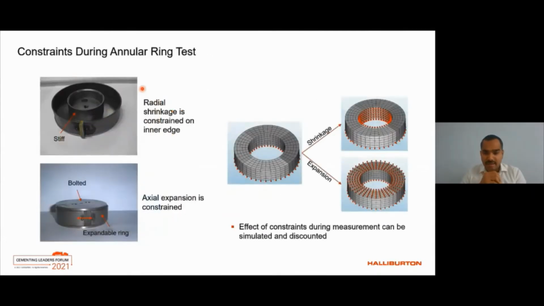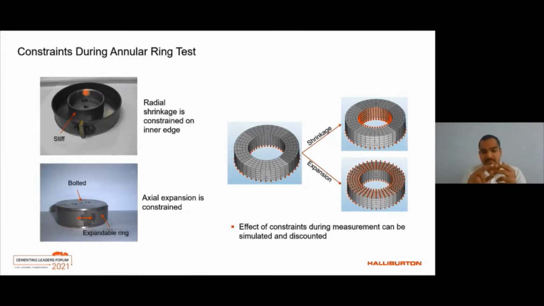If we dissect the ring mold, this is how it looks. There is an inner ring that's very stiff relative to the stiffness of the cement. And then there's a top plate that is bolted. Now imagine the cement is trying to shrink radially during the measurement process. By virtue of being a ring geometry, it tries to go radially inward. However, the stiff member, the inner ring, would inhibit any radial shrinkage or radial inward movement in this case.